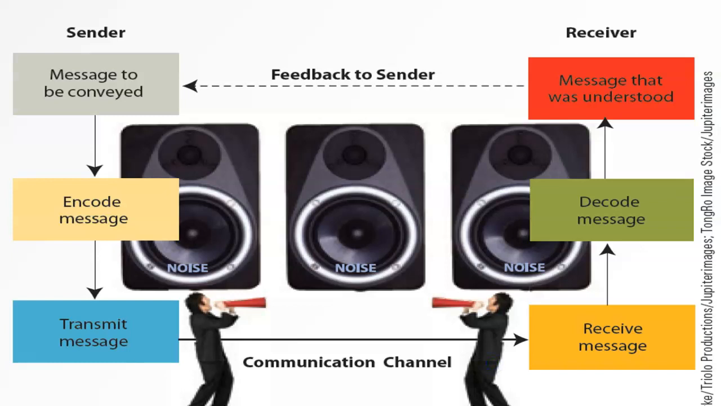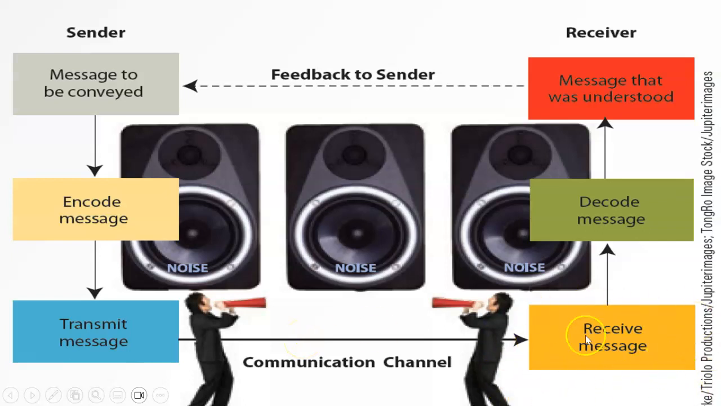We're going to start out by looking at a basic model of communication. In communication, we have a sender and a receiver. The sender has a message they want to convey. They then need to encode that message, meaning they need to figure out a way to communicate it, either by figuring out what they're going to say or write or what nonverbal actions they're going to take. They then transmit that message through some communication channel: written, verbal, maybe a video, or whatever it might be.